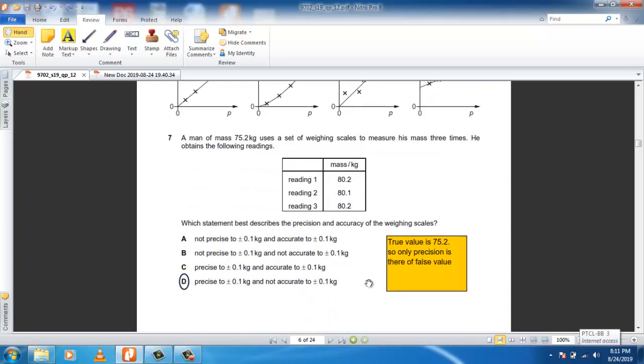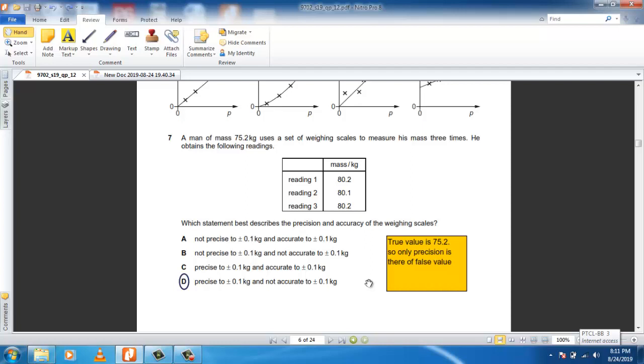Question number 7 says that a man of weight 75.2 kg uses a set of weighing scales to measure his mass 3 times. He obtained the following readings. Reading 1 is 80.2, reading 2 is 80.1, reading 3 is 80.2. Which statement best describes the precision and accuracy of the weighing scales?